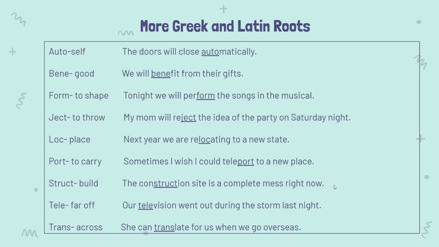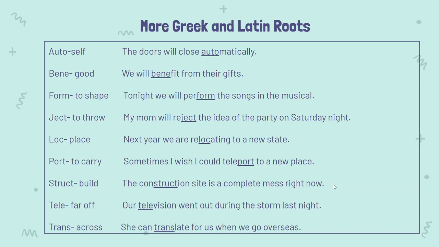And then form means to shape. So tonight we will perform the songs in the musical, meaning they're actually going to get up and actually do it. They're going to form it, they're going to shape it. Then you have ject, which means to throw. So my mom will reject the idea of the party on Saturday night, meaning she's going to throw it out, she's going to not agree to it.